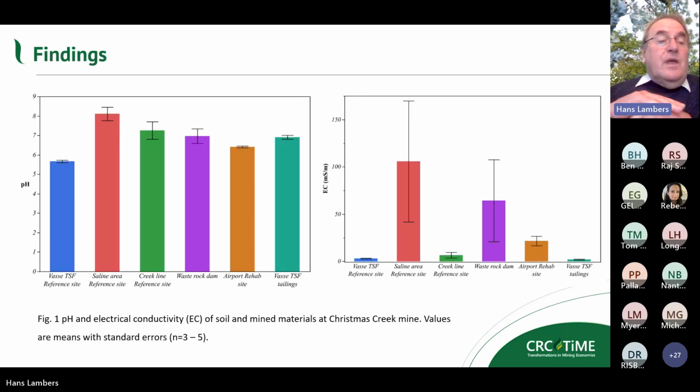When we look at the pH, mostly the pH is fairly neutral, with the exception of the second bar here. That's a saline area. That's one of the reference sites, but that's a bit of an unusual site. For the rest, the pH is not really a challenging situation. It's fairly neutral. When it comes to electrical conductivity at the right, which is an indicator for the amount of salt that is in the system, the reference site is not saline at all, but then the saline site, of course, is rather saline. And if you go to the other sites, the waste rock dam also has a pretty high level of salinity. So it's not a big issue, but at some sites it definitely is an issue we have to be aware of.